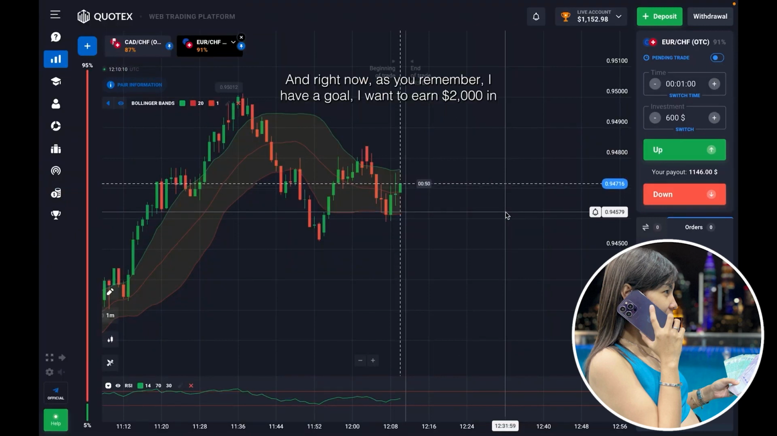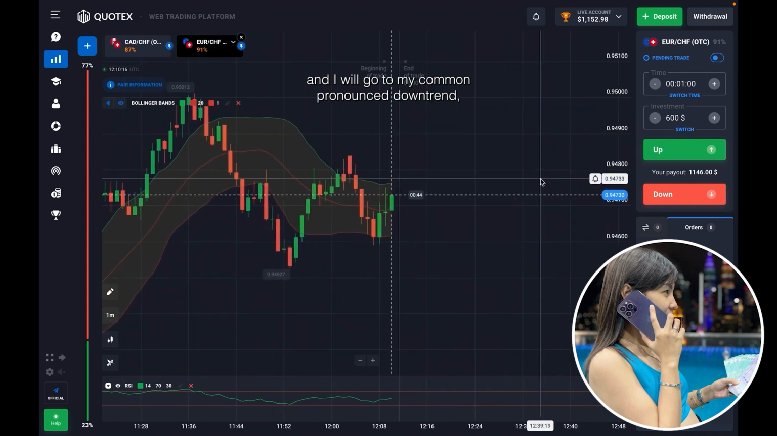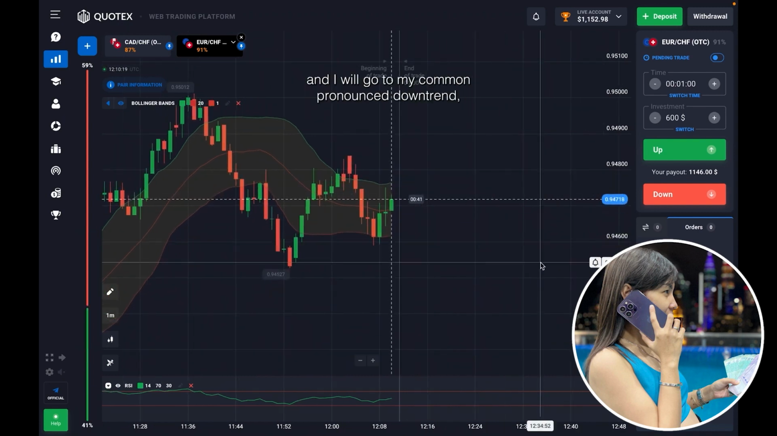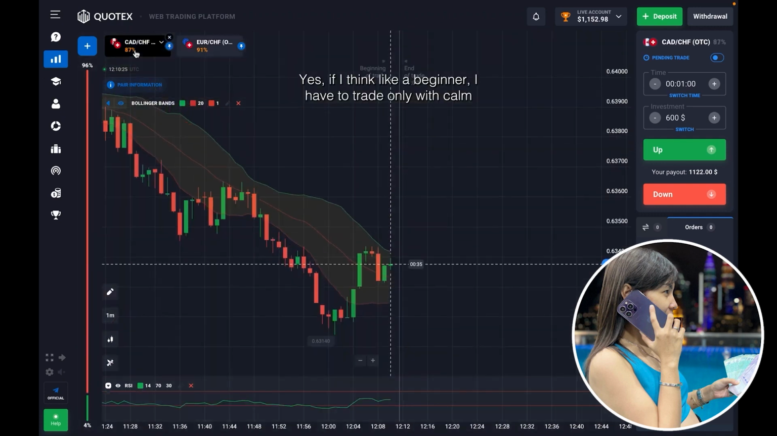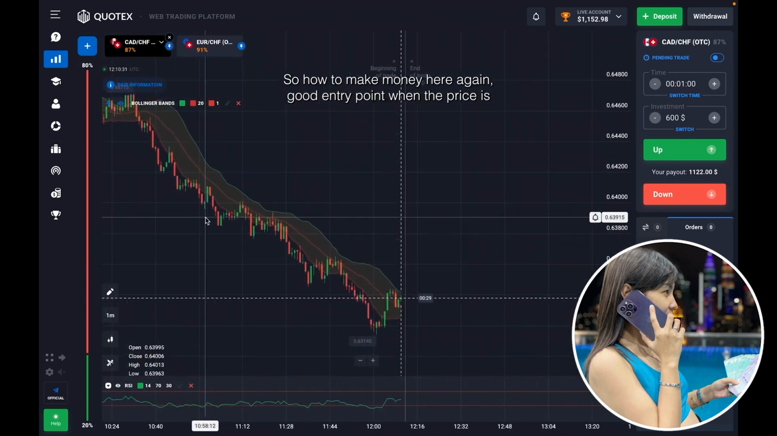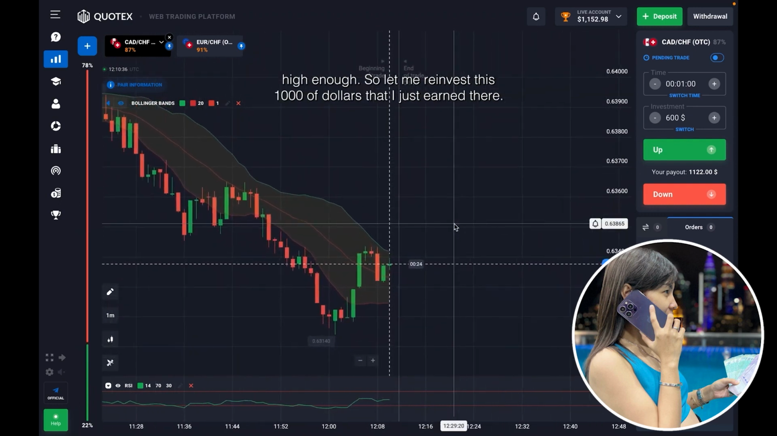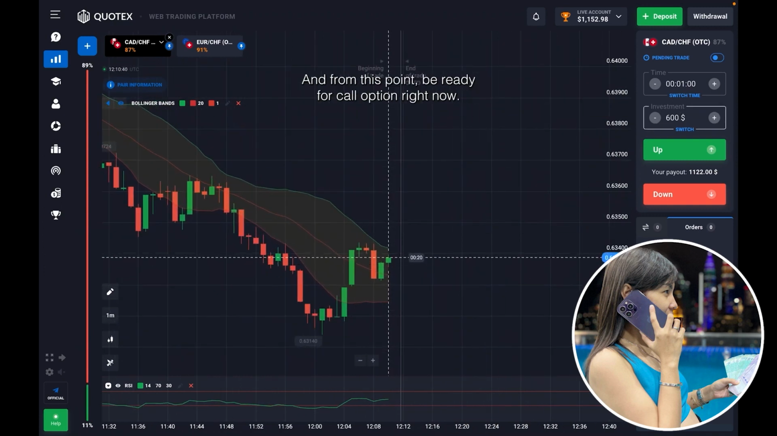And right now, as you remember, I have a goal. I want to earn $2,000 in this transaction just from $15, and I will go to my pronounced downtrend, and I think I feel like a beginner. I have to trade only with a calm and pronounced downtrend. So how to make money here again? A good entry point when the price is high enough. Let me reinvest this $1,000 that I just earned there. From this point, be ready for call option right now.